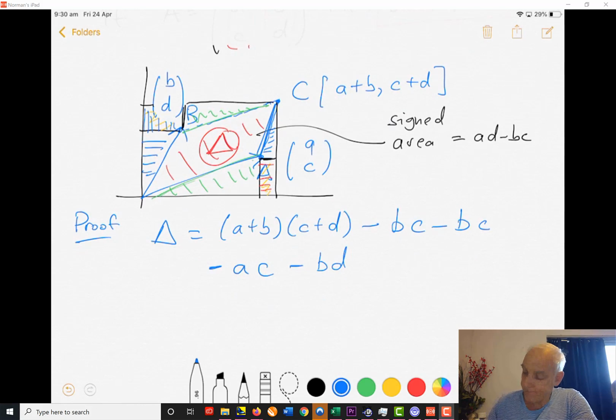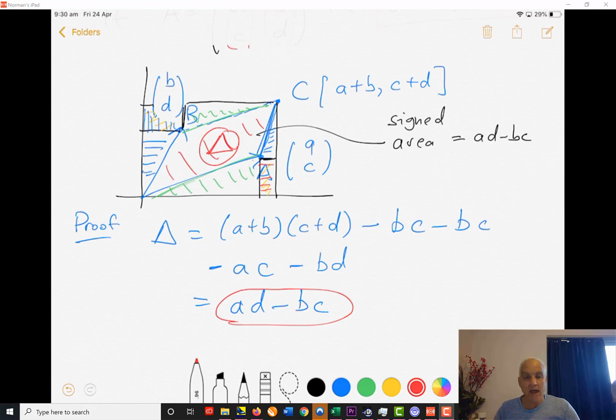What do we get? We expand the first thing out. We get AC. The AC cancels with the AC. We get a BC that cancels with the BC. We get an AD, which doesn't cancel with anything. We get a BD, which cancels with the BD. And we get still a minus BC left over. So that little cut and paste shows us or justifies this claim that this determinant actually corresponds to a signed area.